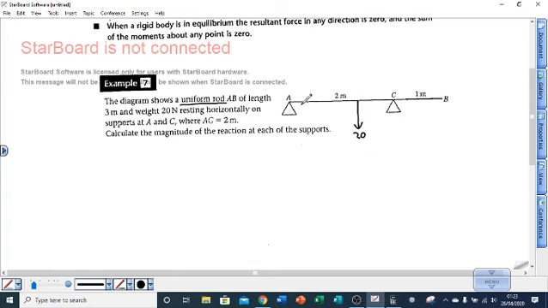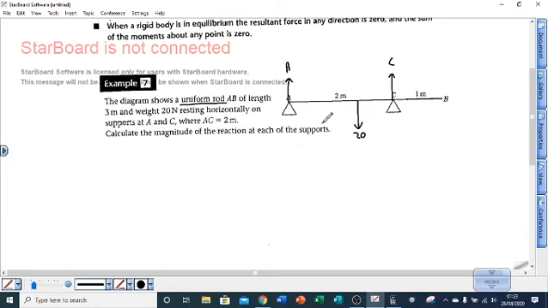Resting horizontally, as you can see there, on supports A and C. These are providing upward forces. Let's call that upward force A, and that is an upward force C. And it says A to C is 2 meters. Calculate the magnitude of the reaction of the supports A and C.